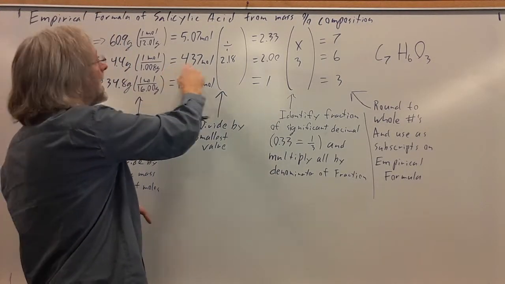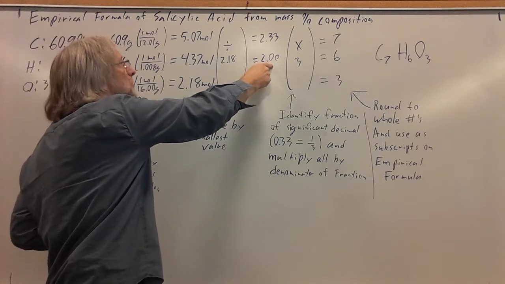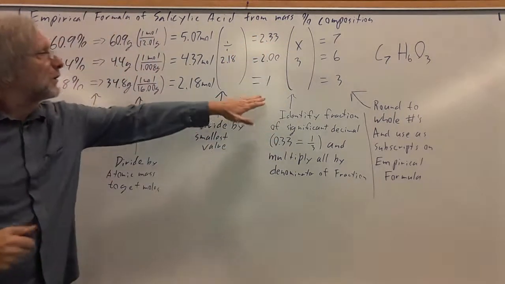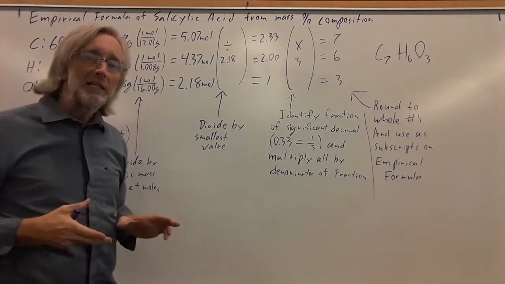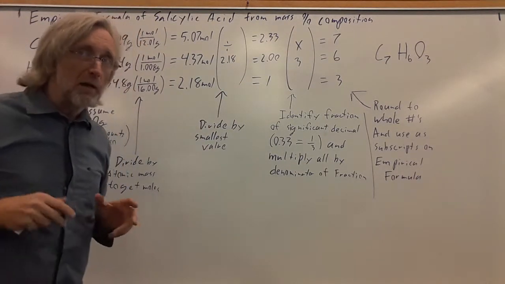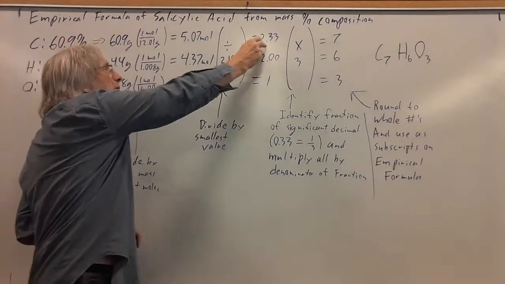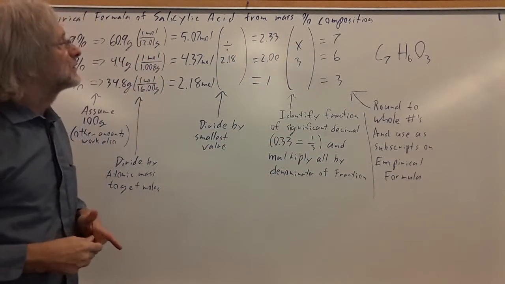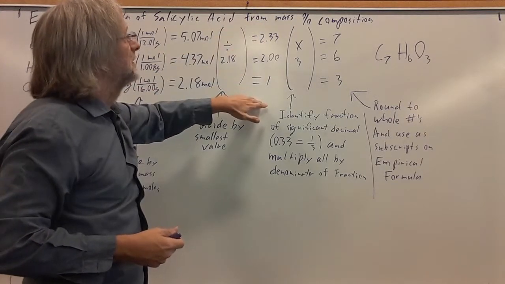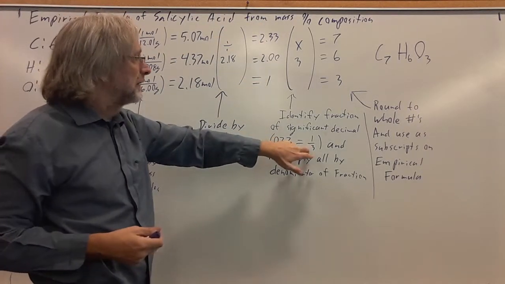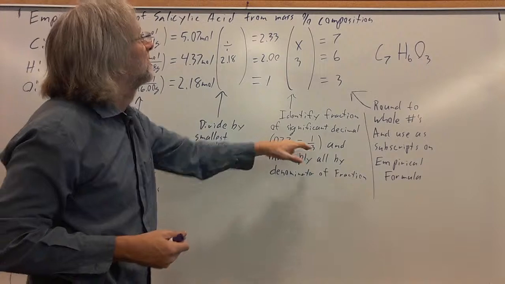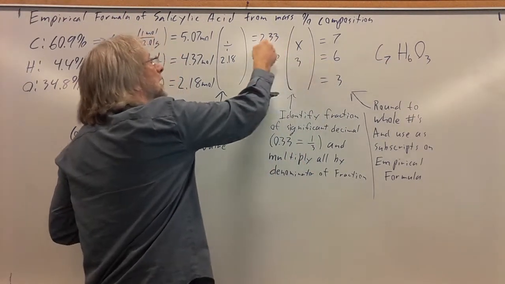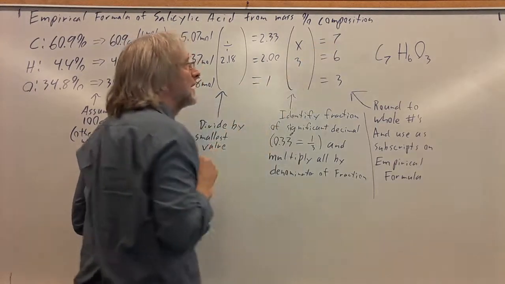For the hydrogen it comes down to a whole number, 2, but with the carbon it's 2.33. At this point we want to look for any significant decimals that can be represented by a fraction. So 2.33 is 2 1/3. 0.33 is a third, so we want to multiply all our moles again by the denominator of that fraction, 3. So our 1 turns into 3, our 2 into 6, and our 2 1/3 becomes 7.